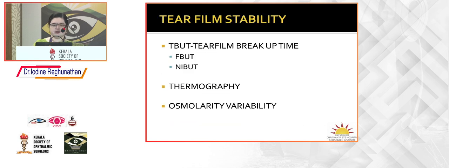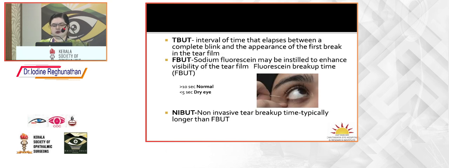Next is the tear film stability. Here we have the tear breakup time. It's the interval of time between the complete blink and the appearance of the first break in the tear film. When done with fluorescein to enhance the visibility, it's the fluorescein breakup time. More than 10 seconds is considered normal. And when it's done without fluorescein, it's the non-invasive breakup time, which is typically longer than the fluorescein breakup time. Whenever possible, the recommended one is the NIBUT, but since it requires special machines, the FBUT can be used whenever NIBUT is not available.